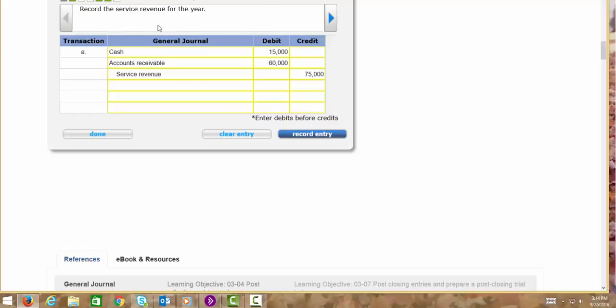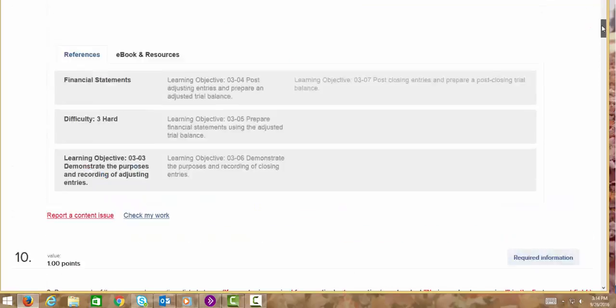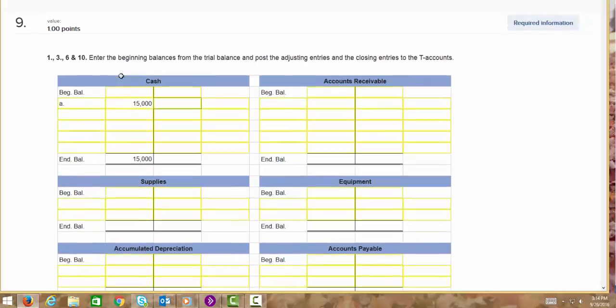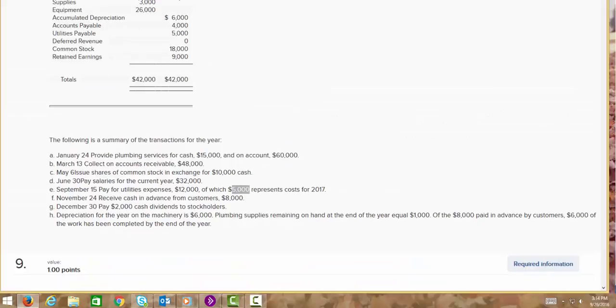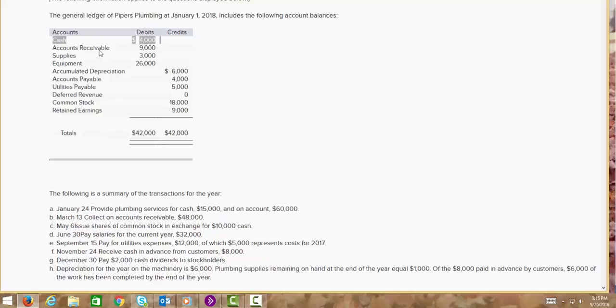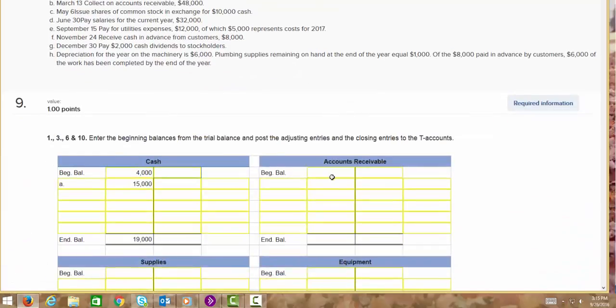So when I look at the first journal entry, I would go to my cash account and I would put an entry on the left for A, 15,000. I scroll up to the cash account and this drop down should say A. That's the first one. And I have $15,000. Now you want to enter all these beginning balances from this chart right here. So you can see the cash of 4,000 would go in as a debit balance, and that might be a good thing to do before you post any of your transactions. Accounts receivable had a debit balance of 9,000 in the beginning.